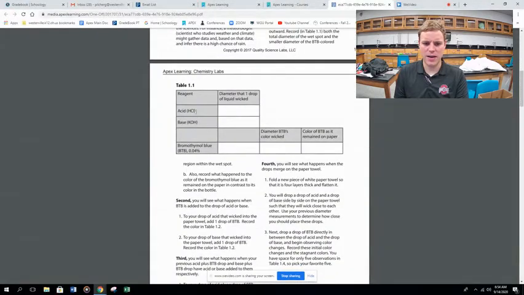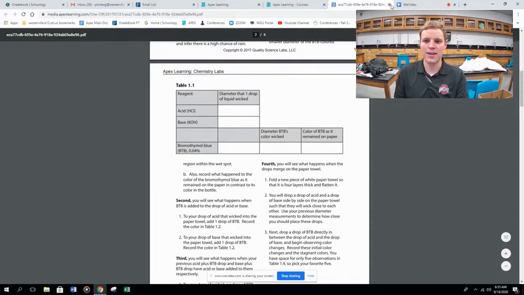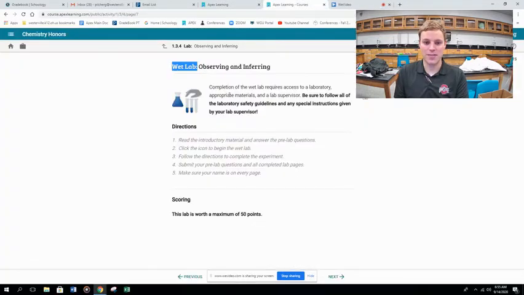And you'll see like, okay, we got acid here. It's like diameter that one drop of liquid wicks. Be like, I can't do this lab. Like, what am I supposed to do? Great question. You can't do this lab. So this is the wet lab, meaning you need the actual chemicals to do this lab.